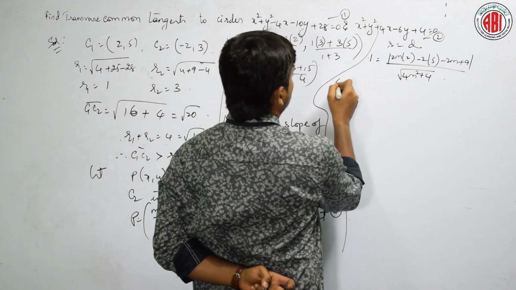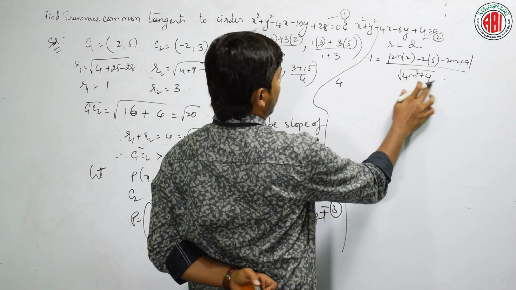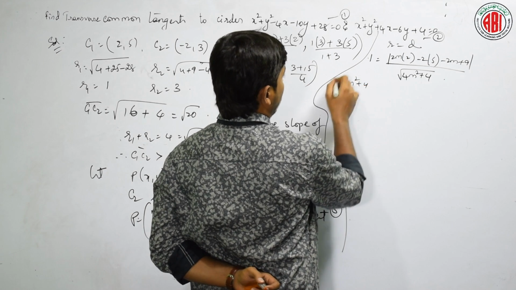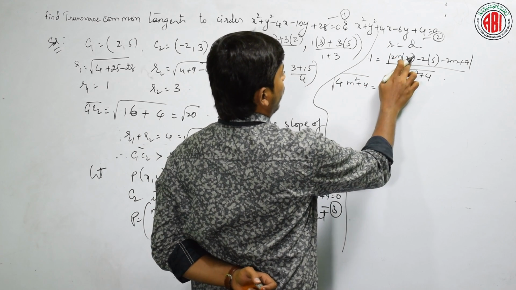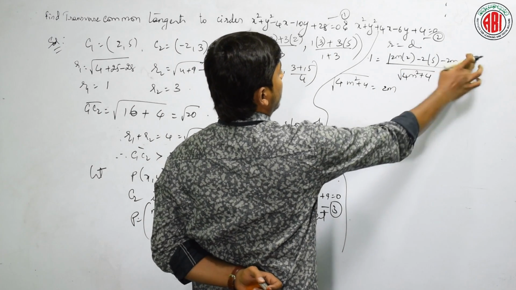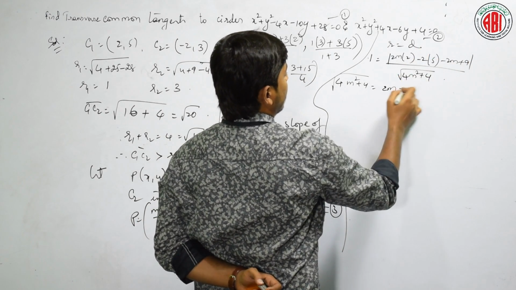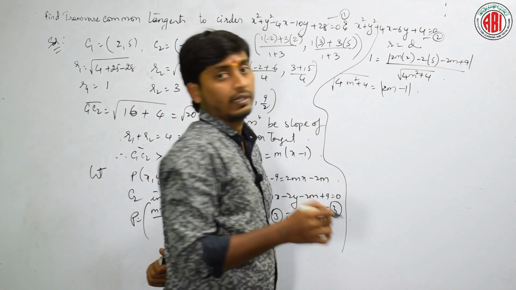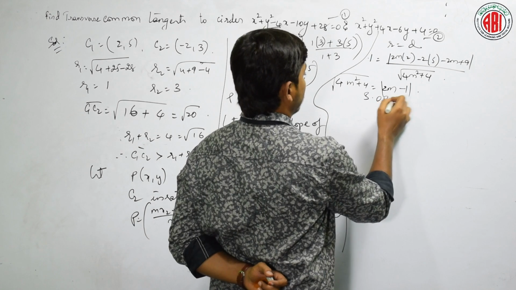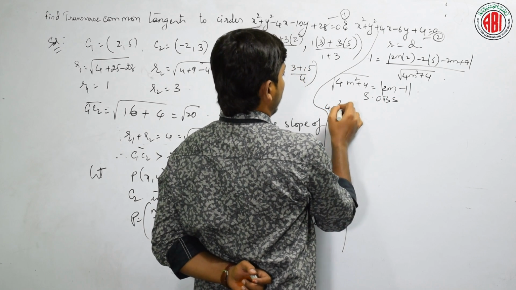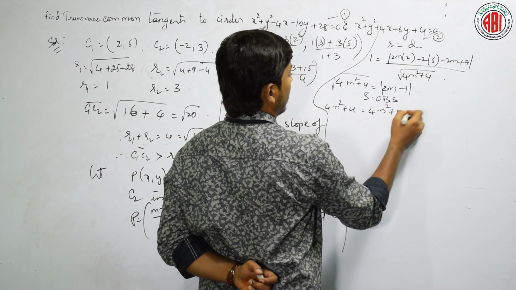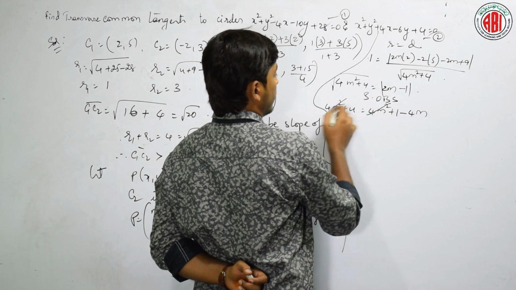If I take 4 common, let it be the square root of 4m square plus 4 is equal to 4m minus 2m, how much is it? 2m, and 9 minus 10, that is minus 1. Clear? So, let us square on both sides. If I square on both sides, I will get 4m square plus 4 is equal to 4m square plus 1 minus 4m. This both will get cancelled.